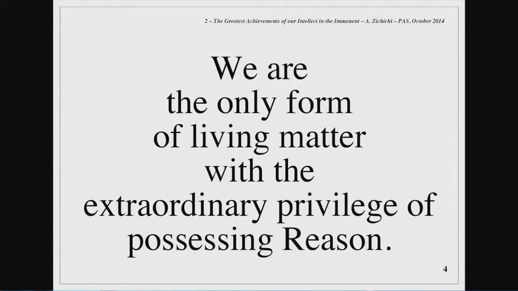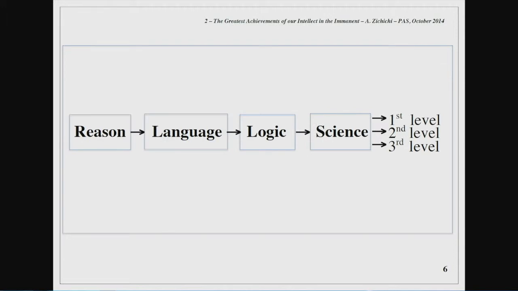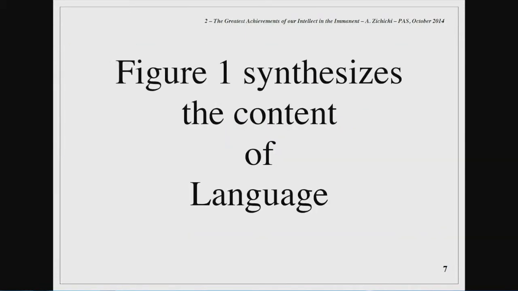We are the only form of living matter, as I said already, with the extraordinary privilege of possessing reason. It is thanks to this privilege that language, logic, and science have been discovered. So we have the sequence: inert matter, living matter with reason, then language, logic, and science. Science has 3 levels of credibility. Figure 1 synthesizes the content of language.